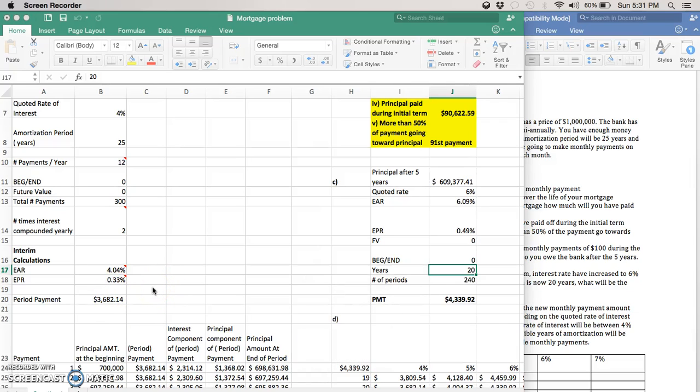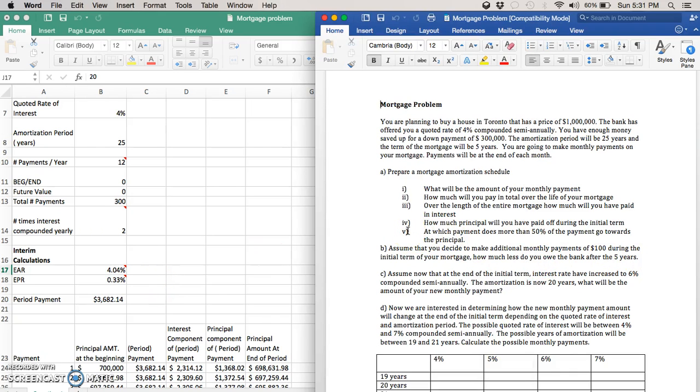Just gonna go through a quick mortgage problem that I put together. I used prior tests and assignments that were available to the students at the time, and I try to cover everything that you would need in case you encountered a mortgage problem. So we can start off by just reading the question here. It's available in the description below.